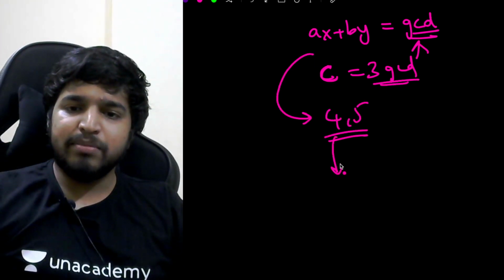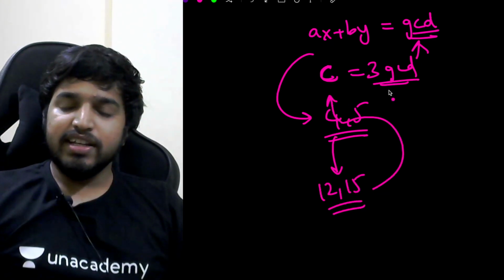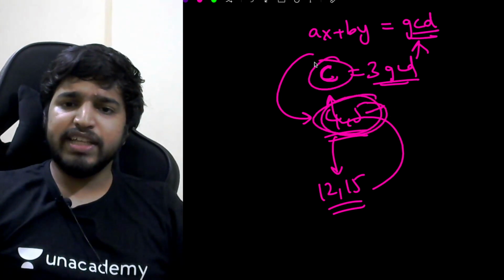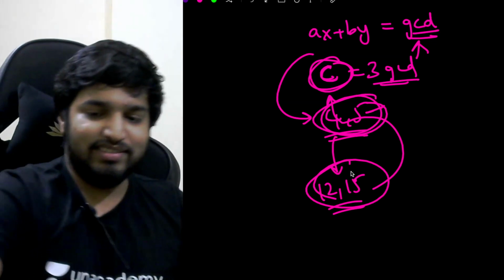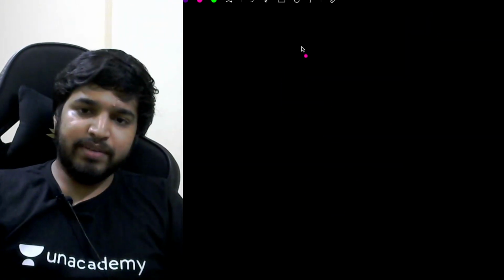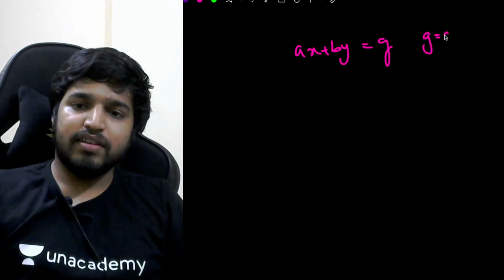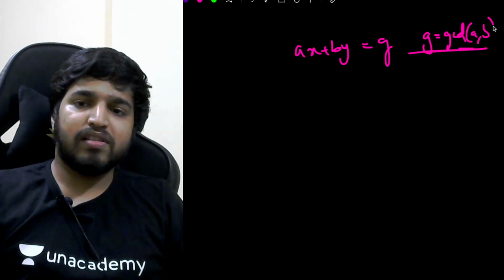We can multiply this by 3, giving 12 comma 15, and we'll get it for C. Say the solution for GCD is 4 comma 5, then the solution for C will be 12 comma 15. Just multiply the whole thing by 3. As simple as that. Got it? So we'll just solve it for ax plus by equal to G, where G is equal to GCD of A comma B.